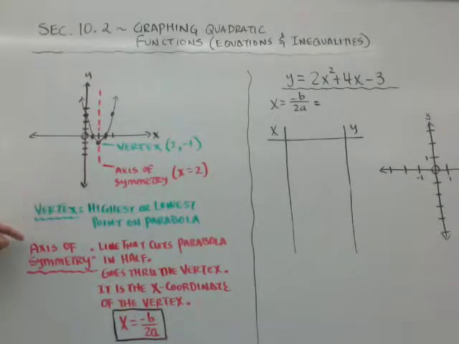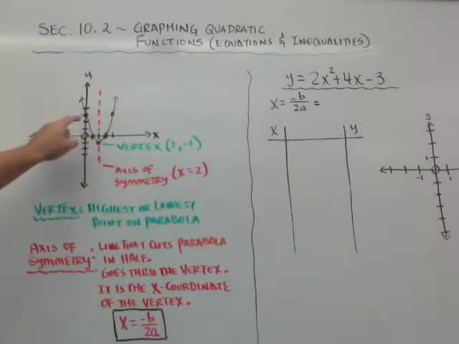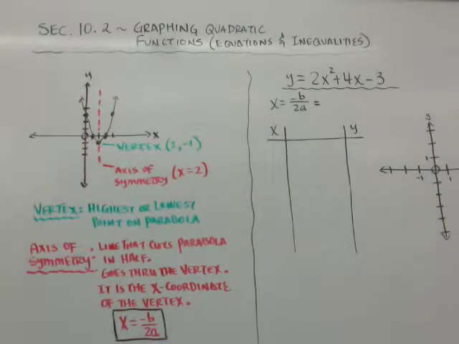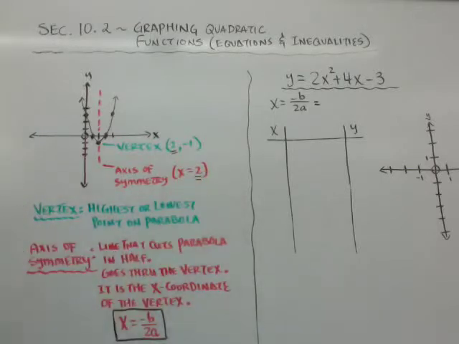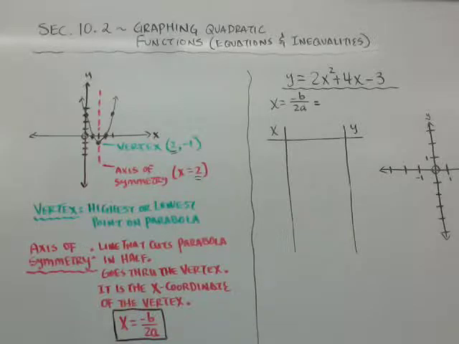Okay, the axis of symmetry is a line that cuts the parabola in half, where it mirrors each other, so you can see this point and this point, this point and this point. It goes through the vertex, and it is the x-coordinate of the vertex. So if the coordinate of this vertex is (2, -1), the axis of symmetry, this line, is x equals 2. So here's your x-coordinate, and here's the equation of your axis of symmetry. Again, remember, a vertical line is x equals some number. So x equals 2 gives you that vertical line, which is your axis of symmetry.